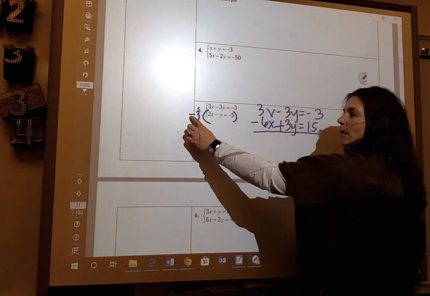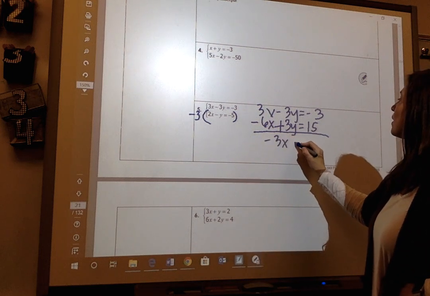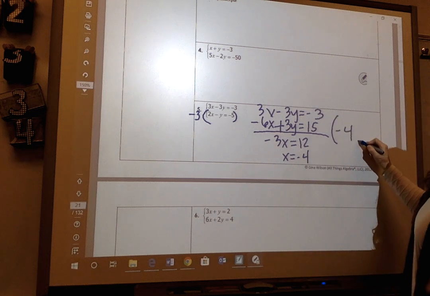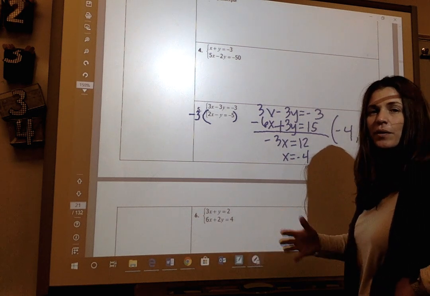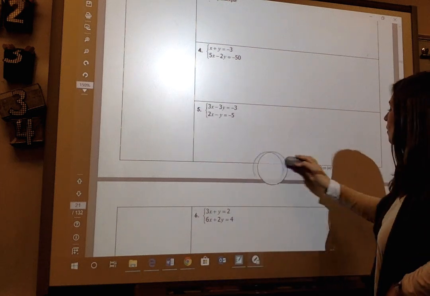So I hope you can see why I multiplied that, because I had to change that sign. So now I get negative 3x equals 12, x then equals -4. And of course, you would go back and solve for y there. But for the sake of time on this video, I'm just going to show you the process. Let's go ahead and do number 7.